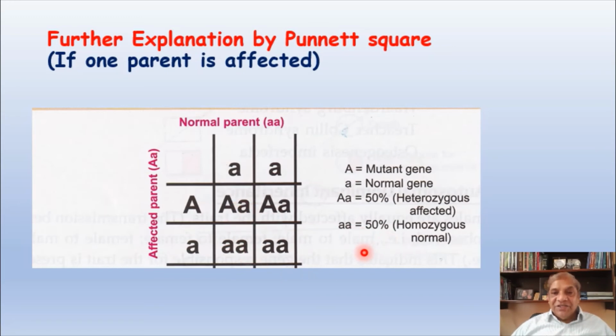So you can tell your patient there is a 50% chance, if one of the parents is suffering, that his or her children will be affected, and a 50% chance that they will be born normal.